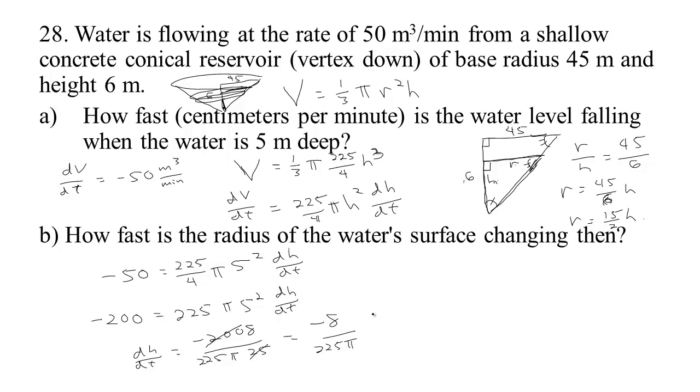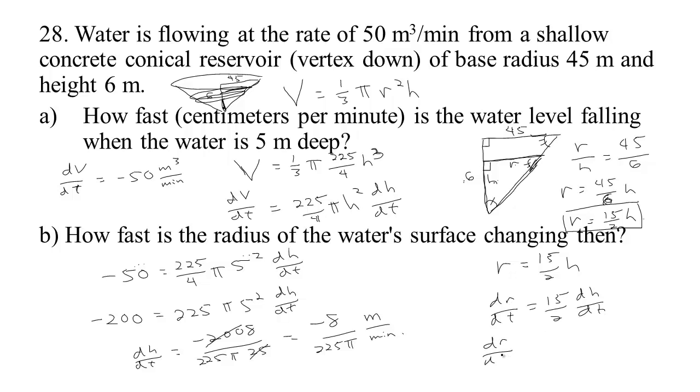Yeah, and that's going to be in meters per minute, because on this side this was meters squared and that was meters cubed per minute. So meters cubed divided by meters squared will leave meters per minute. So that's the rate of change of the height. Now the question is, if we have the rate of change of the height, can we find the rate of change of the radius? Remember, the two are tied together by this relationship. The radius is always 15 halves the height. So if we differentiate both sides, we get that dr/dt is 15 halves dh/dt. And so we can plug that in.